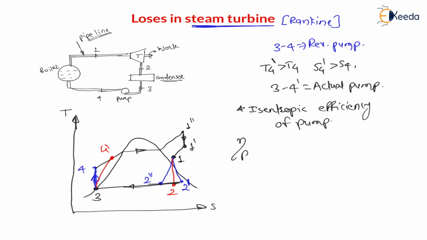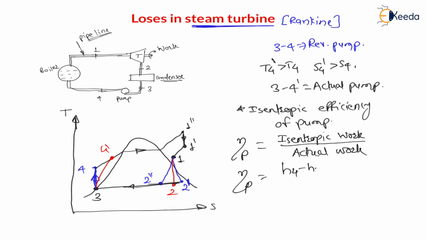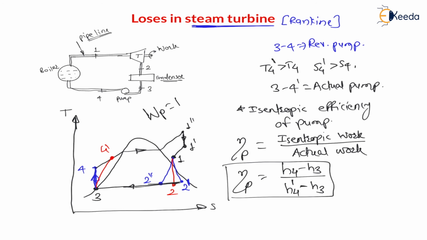Now the efficiency of this pump is equal to, now here isentropic work, that is 3 to 4, is less than actual work, that is 3 to 4 dash. Therefore it is the ratio of isentropic work, meaning work without losses, divided by actual work. This will be the efficiency of the pump. Therefore efficiency of pump is equal to isentropic work H4 minus H3 divided by actual work H4 dash minus H3, right? And my dear students, if the question is to find the work of the pump, then we have to find the actual work, that is H4 dash minus H3.